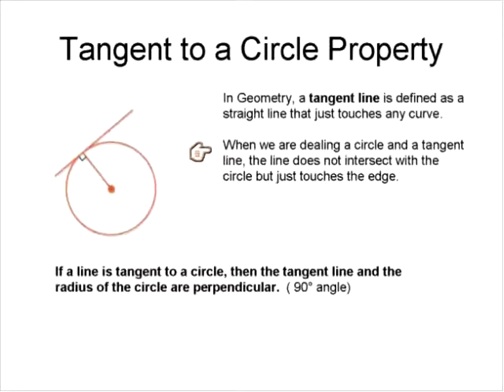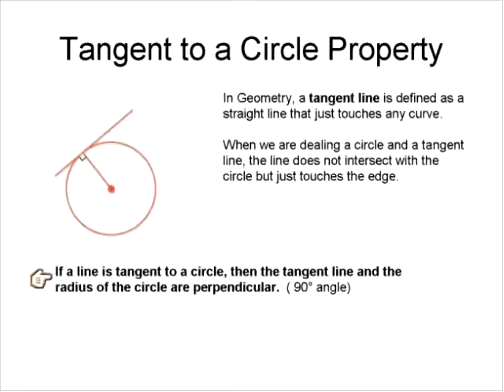It says when we're dealing with a circle and a tangent line, the line does not intersect with the circle, but just touches it. So it wouldn't cross or intersect. If we had a line that crossed, it would look something like that. And there clearly we have a line crossing a circle. But that's not what we have when we have a tangent. We have just a line touching at one point.